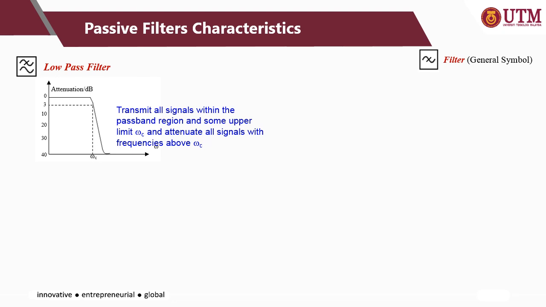Right, so this is another revision: passive filter characteristics. For the low pass filter, or LPF, it transmits all signals within the passband region. So this will be your passband region, up to some upper limit of omega c, and attenuates all signals with frequencies above omega c. So the outside of the passband region will be rejected.